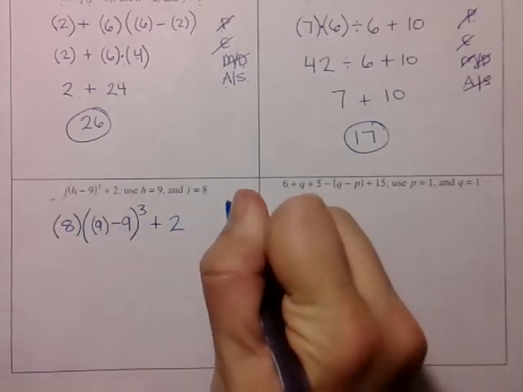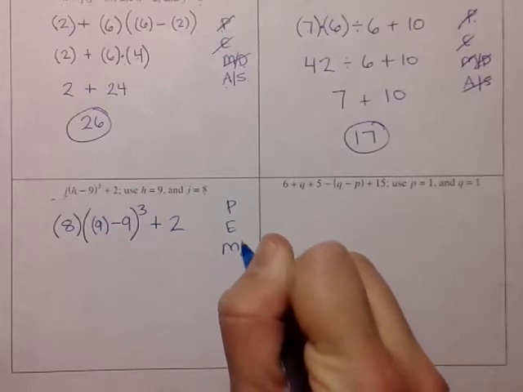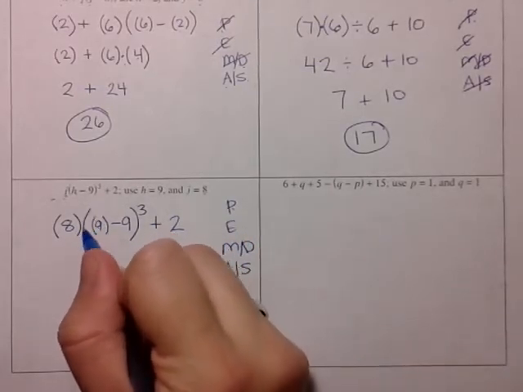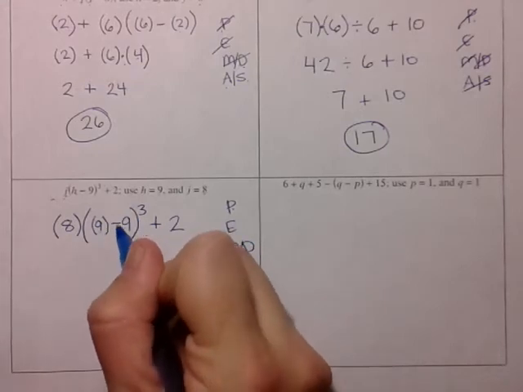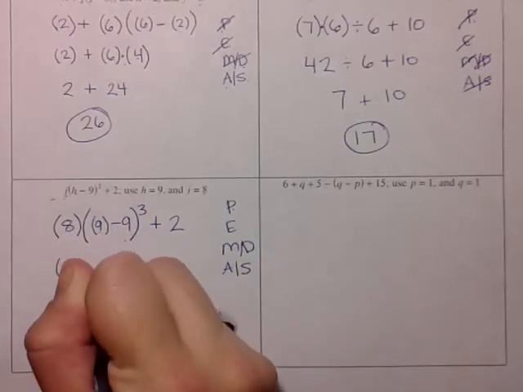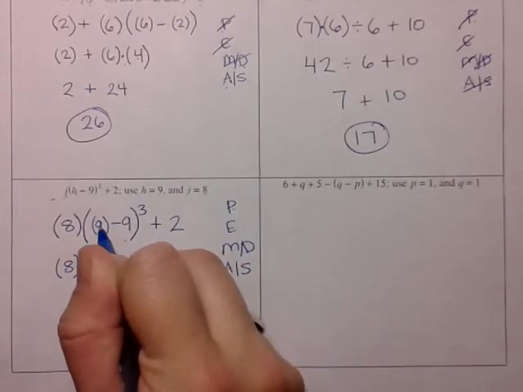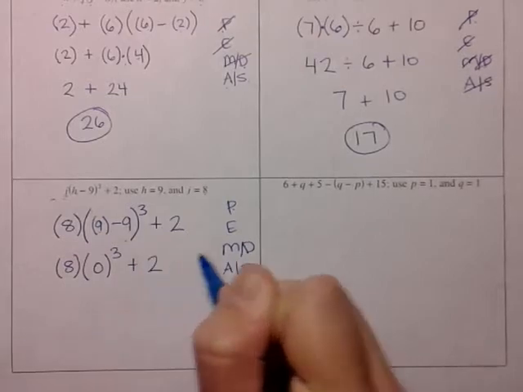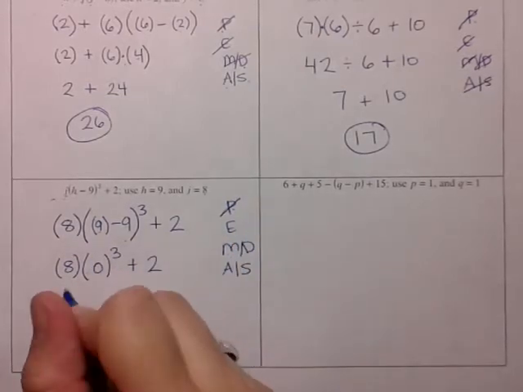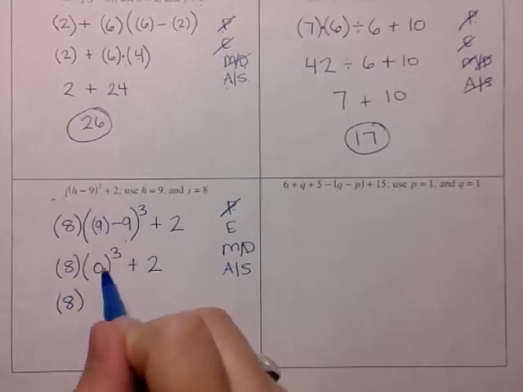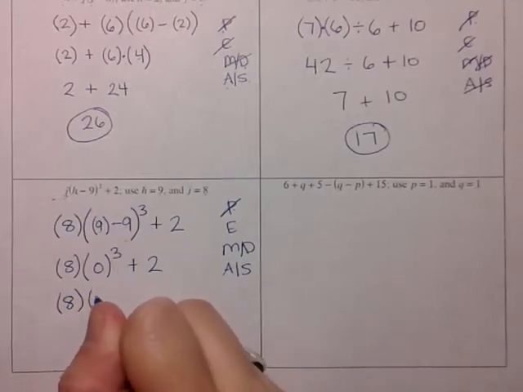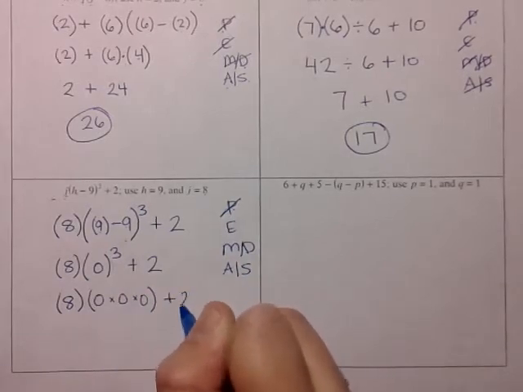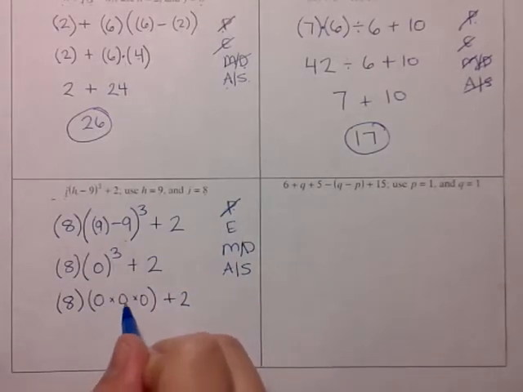So now I'm ready to use my order of operations. So first is parentheses. Well, here's my parentheses. So inside there I have 9 minus 9. So I'm going to rewrite everything else just like it is. 8, 9 minus 9, well that's just 0, cubed plus 2. Now I have an exponent here. So this is the same as 0 times 0 times 0. So write that out. 0 times 0 times 0 plus 2. Now, of course, 0 times 0 times 0 is just 0.